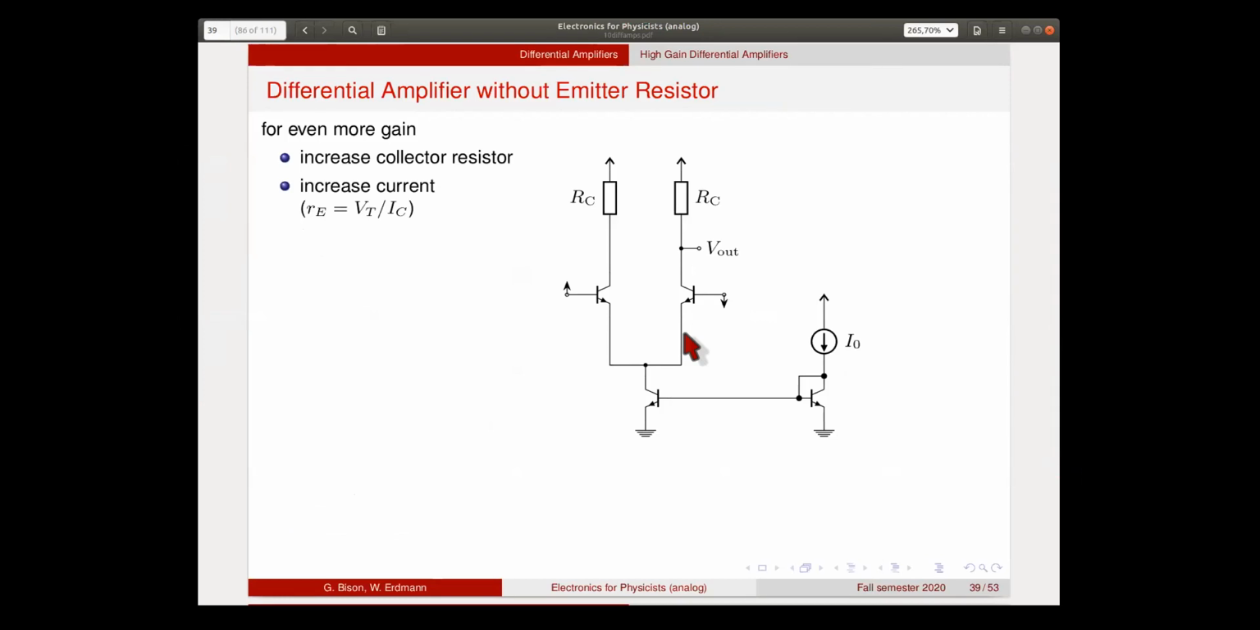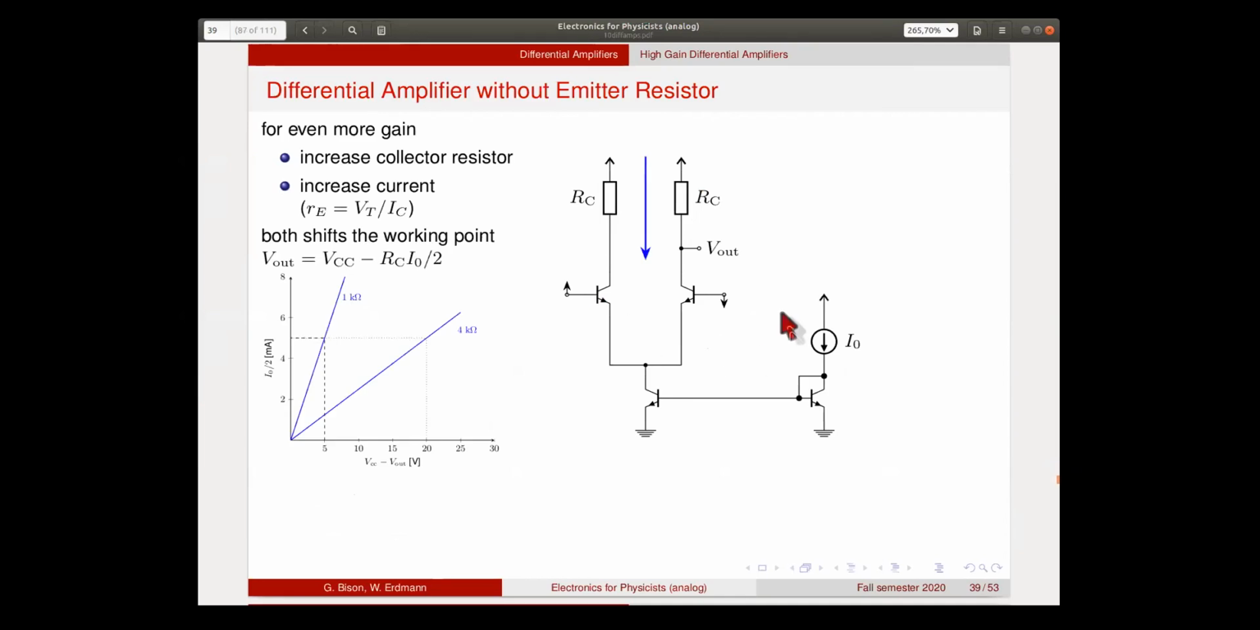Now, what can we do to increase the gain even more? We can either make these resistors larger, or we can increase the current, because that will basically give these transistors more gm, or in other words, it will give us less emitter resistance here. The problem is that if we increase the current here, we've seen that the working point is proportional to this current. And the same if we increase the resistance, that will push down these points, and then our working point goes too low, and eventually it'll stop working. So we cannot use these tricks to increase the gain here.